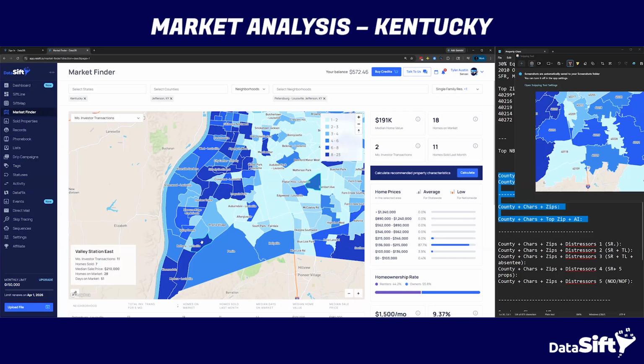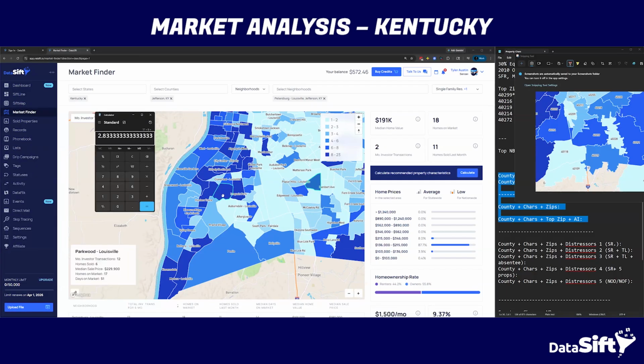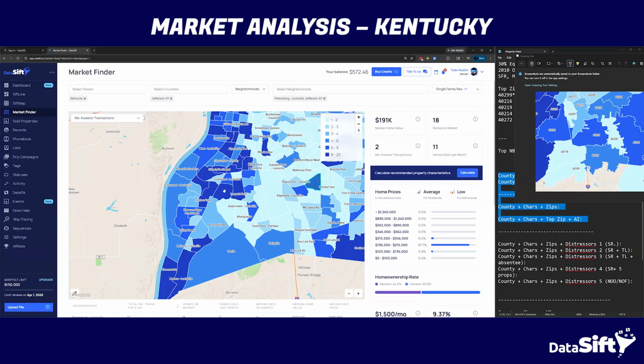Okay. And so like looking at, let's just find one here. So like what's 6 divided by 7? 17 divided by 6 is pretty low, right? 2.8. So this is a good example. So this one right here has 12 investor transactions, like on average 2 a month in Parkwood, Louisville. Okay, and its inventory is 2.8 days on market, or 2 point something months. So it's great. So I'm going to select that one. I want to bring that in.